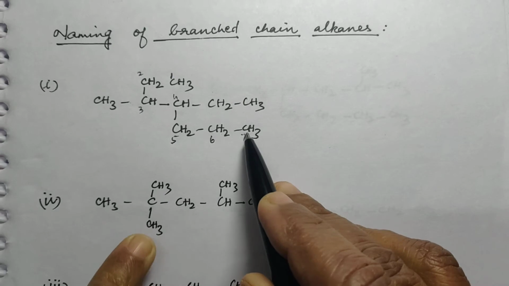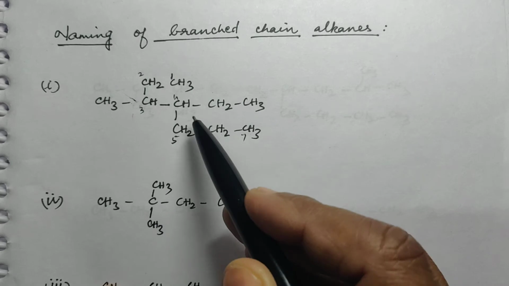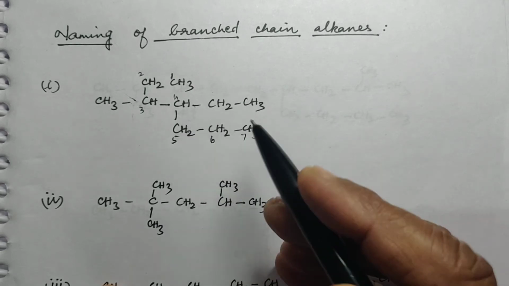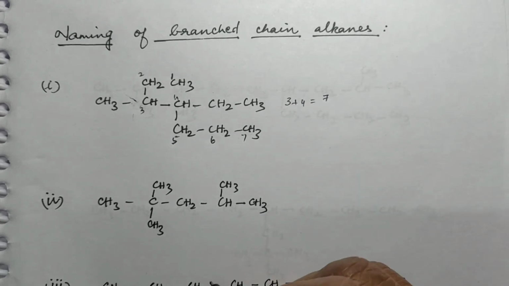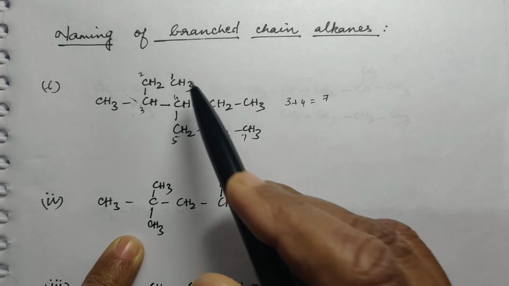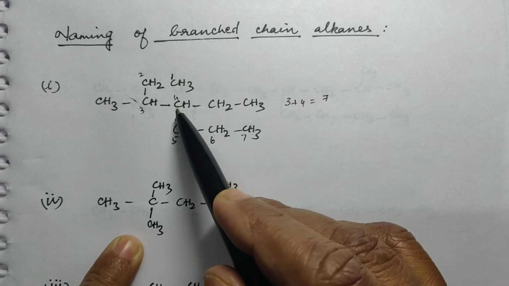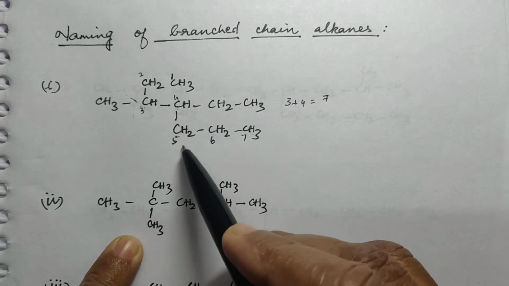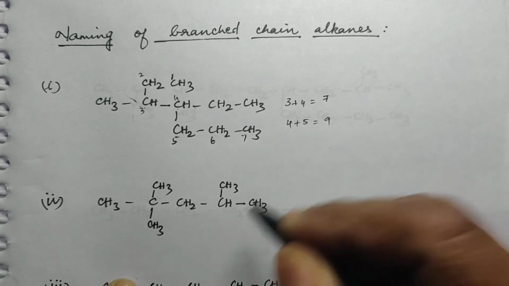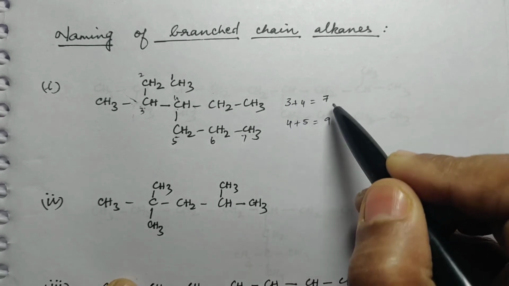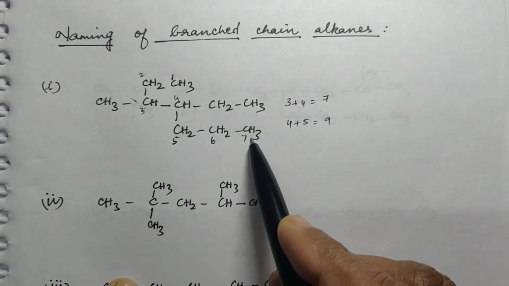Okay. Now if I start like this, then I am having one branch at 3 and one branch at 4. So the sum of locants will be 3 plus 4, that is equal to 7. Now if I start from this end, 1, 2, 3, 4, 5, 6, 7, then I'll have locants at 4 and 5 if I start from this end. So which is the right one? 4 plus 5 is equal to 9. I told you the sum of locants should be the lowest. So you have to number from here to here. That is the way you have to number.